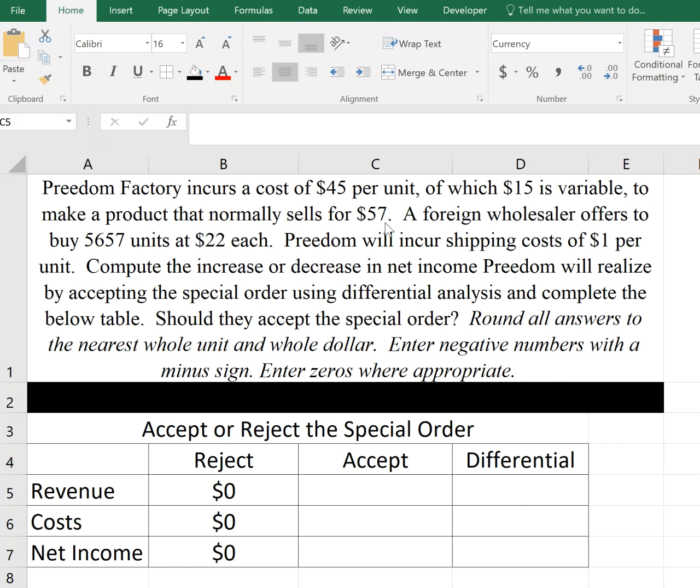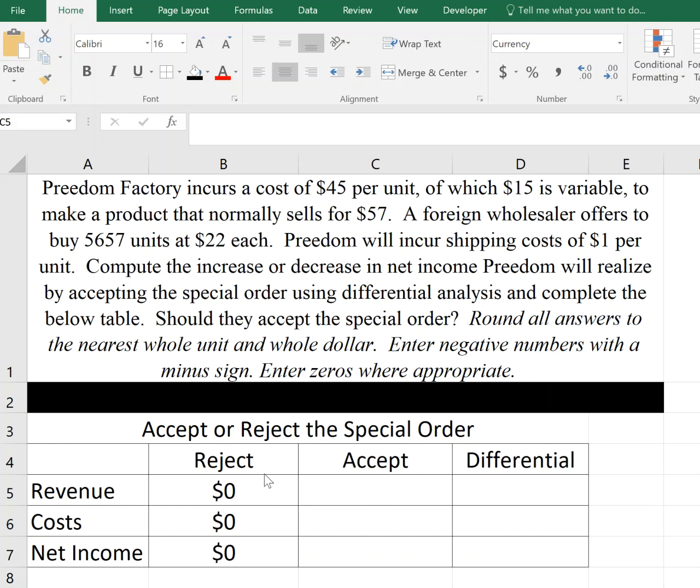Freedom Factory incurs a cost of $45 per unit, of which $15 is variable, to make a product that normally sells for $57. A foreign wholesaler offers to buy 5,657 units at a cost of $22. So that's significantly lower than their normal sales price. Freedom will also incur shipping costs of $1 per unit. Combine the increase or decrease in net income Freedom will realize by accepting the special order using differential analysis and complete the below table. Should they accept the special order? Of special note, round all answers to the nearest whole unit and whole dollar. Enter negative numbers with a minus sign.